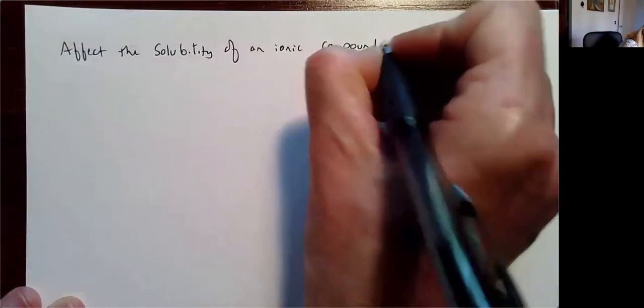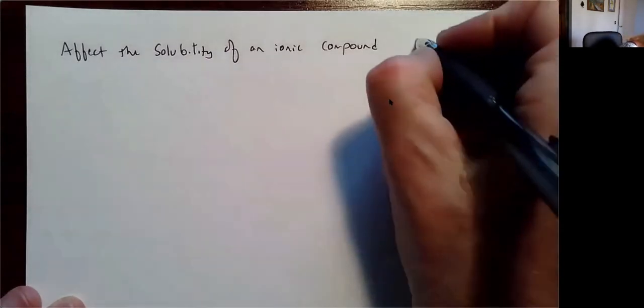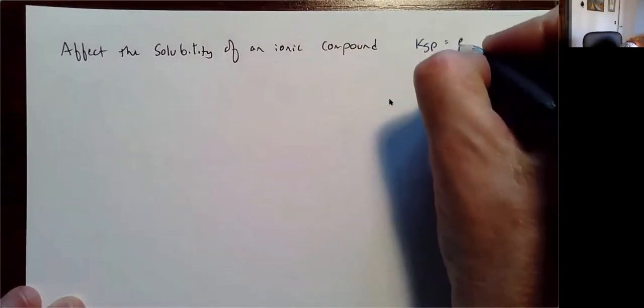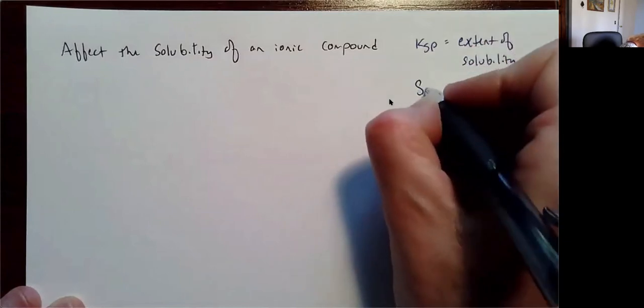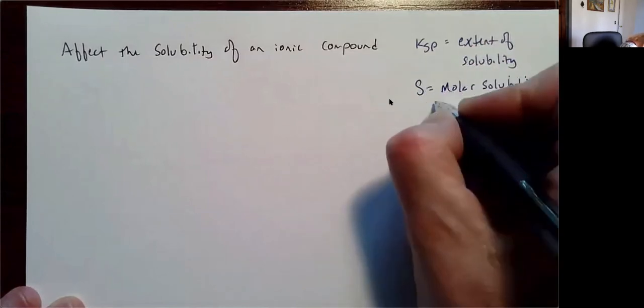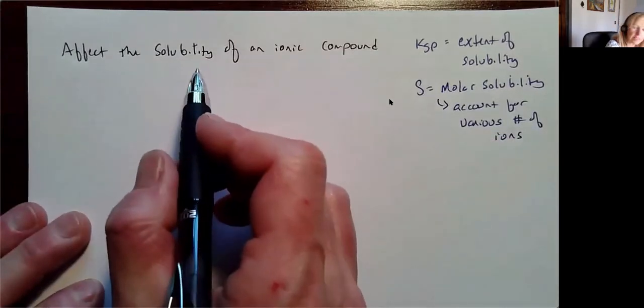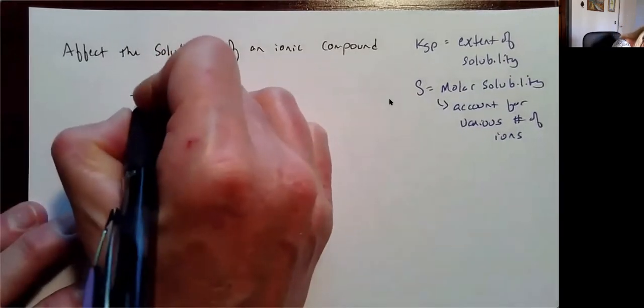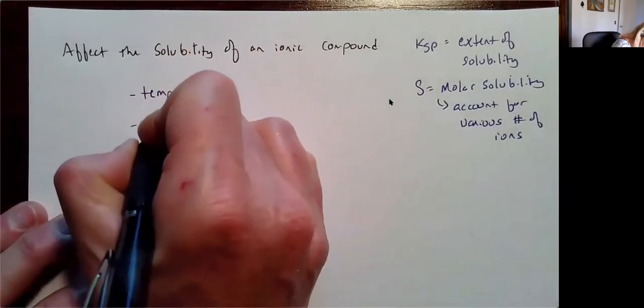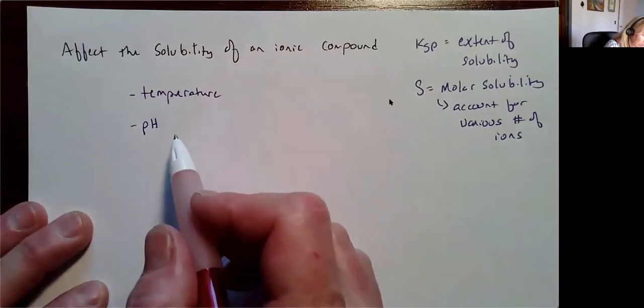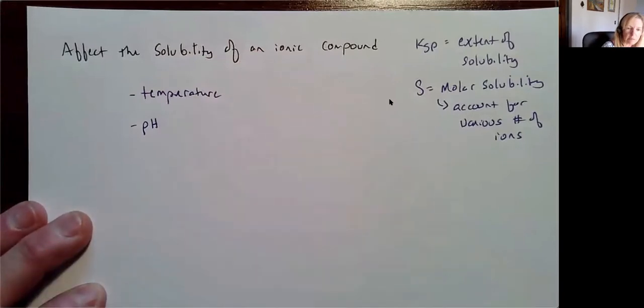One thing before we move forward in this chapter is I want to talk about the things that can affect the solubility of an ionic compound. Remember, KSP is going to give me the extent of solubility. S is going to give me my molar solubility, and this is going to account for various numbers of ions. Then, things that can affect the overall solubility: one of them is going to be temperature, and the other one is pH. A lot of ionic compounds are very sensitive to pH, and so pH can either increase the solubility of a compound or decrease the solubility of a compound.